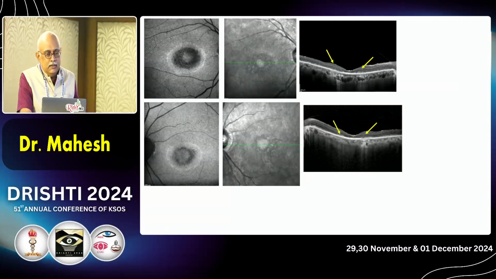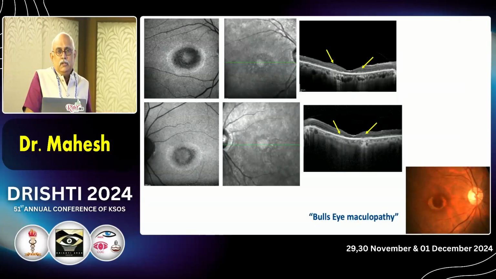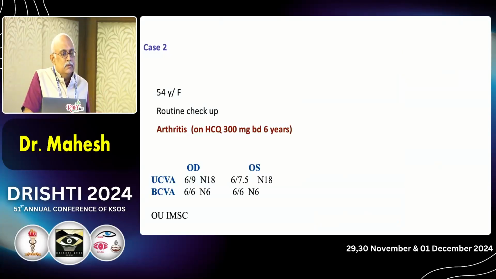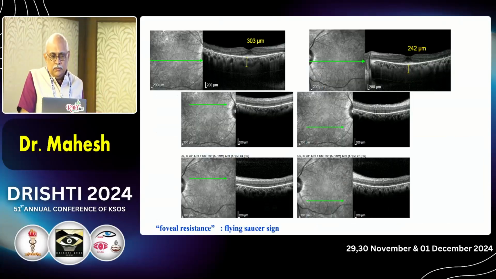So this is how to correlate autofluorescence, the fundus picture and OCT. Now this is bullseye maculopathy. You don't need a big head for diagnosing bullseye maculopathy, and there is no use of diagnosing bullseye at this stage. Now coming to some other cases.